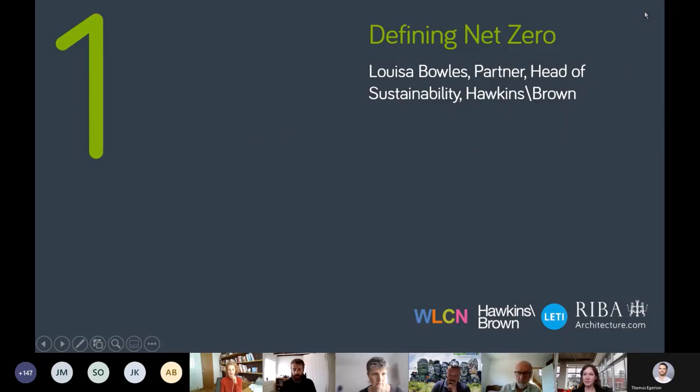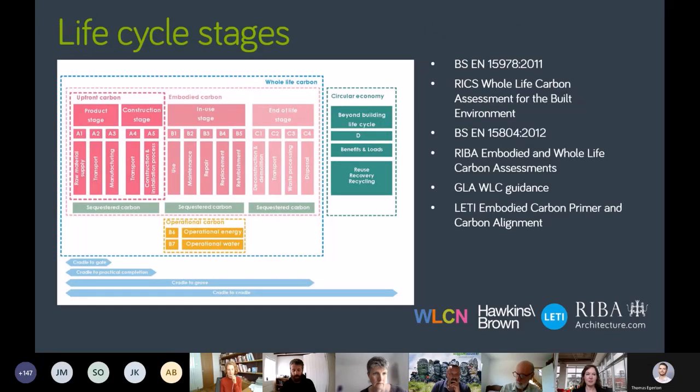Right, so I'm going to kick off with definitions and targets. The first slide shows the life cycle stages. The primary structure for measuring and talking about carbon emissions in buildings is taken from the BS EN 15978. Lots of numbers. This diagram shows the key principles, so it's just good to have a good grounding if we're all not familiar.